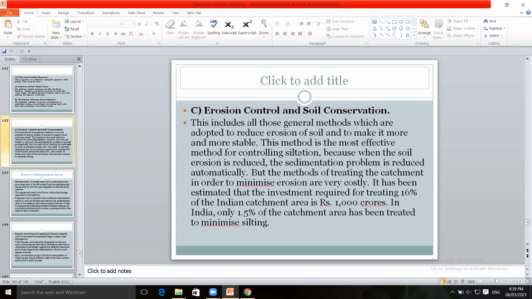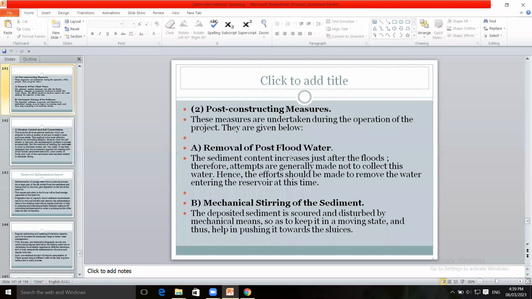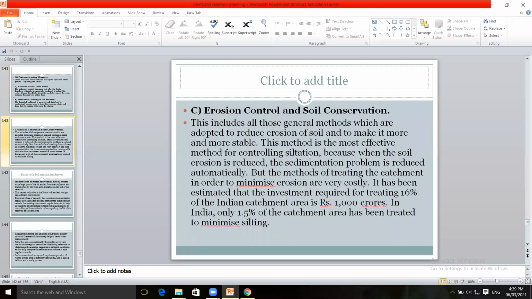In first method, we have seen how to select the dam site to avoid the silting. So the site of the dam should be selected in such a way that erosion should be less. Erosion should be controlled. So this is one of the most effective methods of controlling silting of the reservoir, because when the soil erosion is reduced, then the sedimentation problem will be reduced automatically.